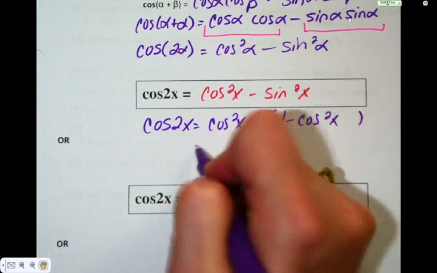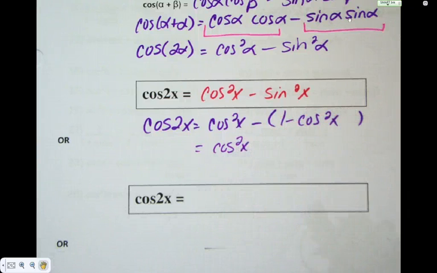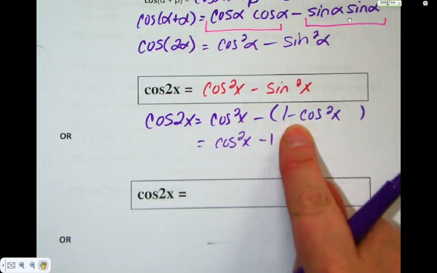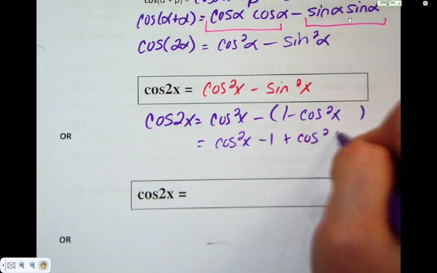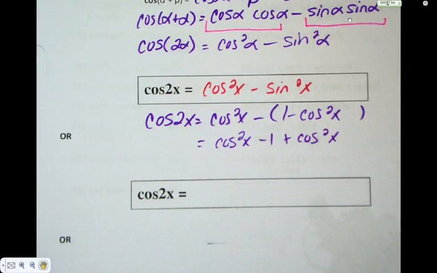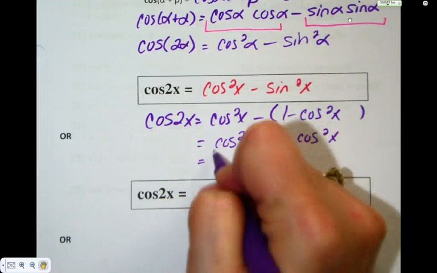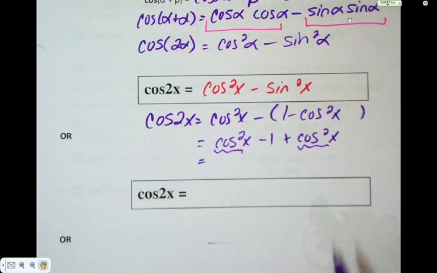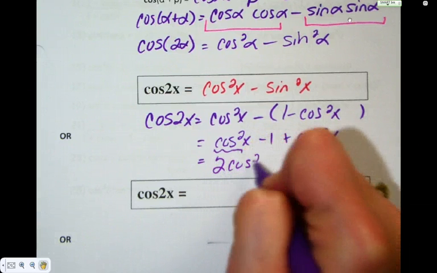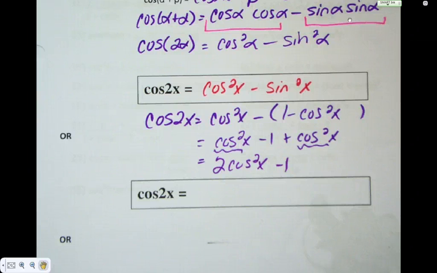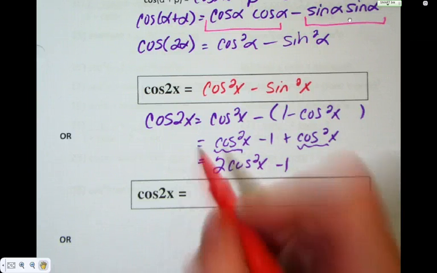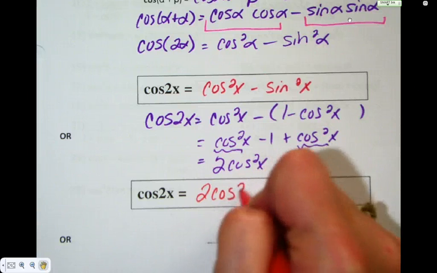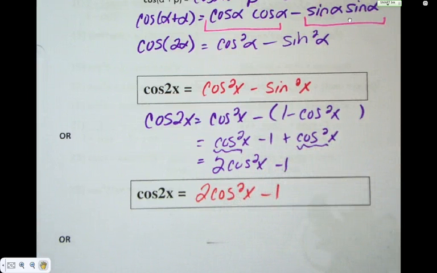And I can distribute this negative. So minus times 1 is minus 1. And minus cos squared x plus cos squared x. And I can simplify. I have one cos squared x and another cos squared x. How many cos squared x's do I have? 2 cos squared x, and then minus 1. So there's our second formula. Same formula, we've just played around with what it looks like, gotten rid of sine.